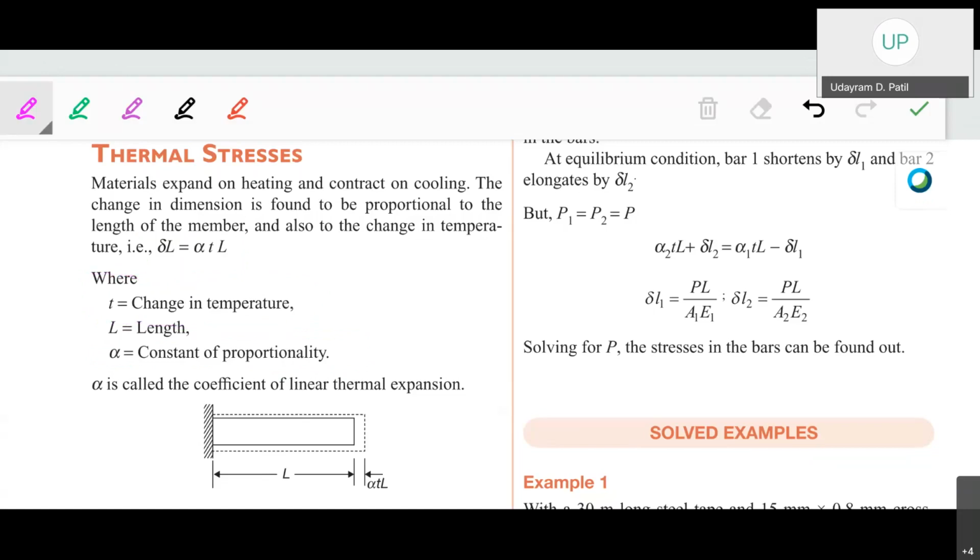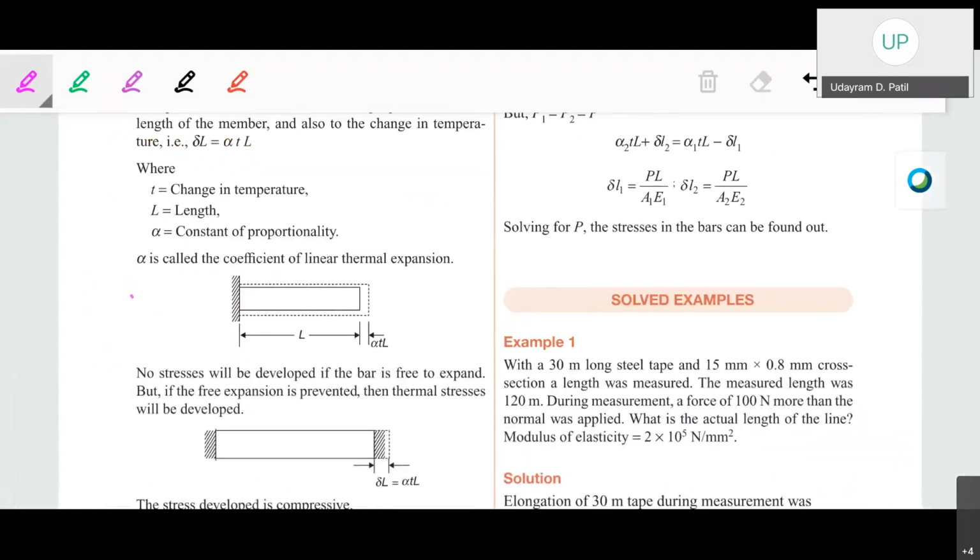Again, you can easily calculate the alpha, that is the coefficient of thermal expansion. It will be given to you. We can calculate the length, and the time is given to you, so you can easily calculate the delta L. In some cases the particular bar will be left free to expand. So in that case you only have to calculate the delta L.